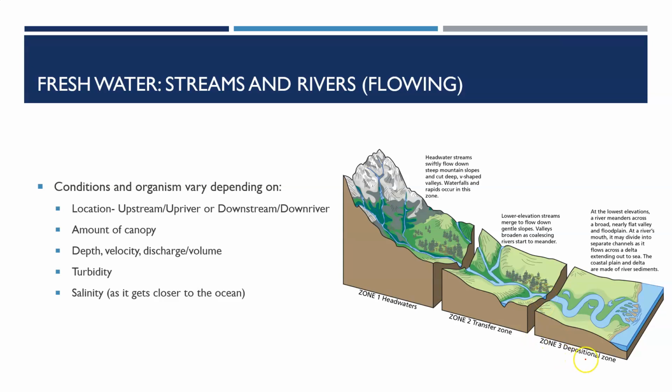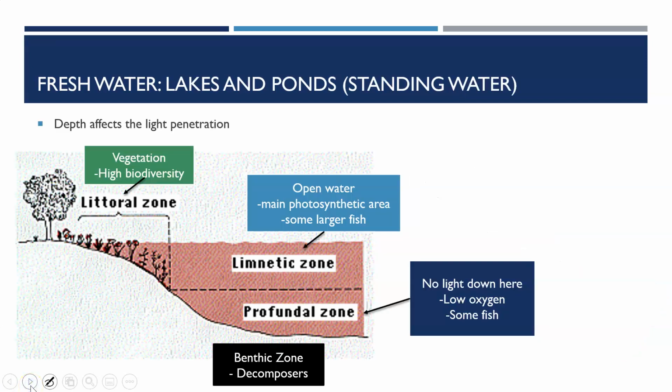And then last we get our depositional zone. So this is where they're at their lowest elevation. The river gets to flat valleys. We have flood plains, and then we get deltas where they deposit all those sediments that they've taken with them out of the mountain. And this is a really important ecosystem and biome.